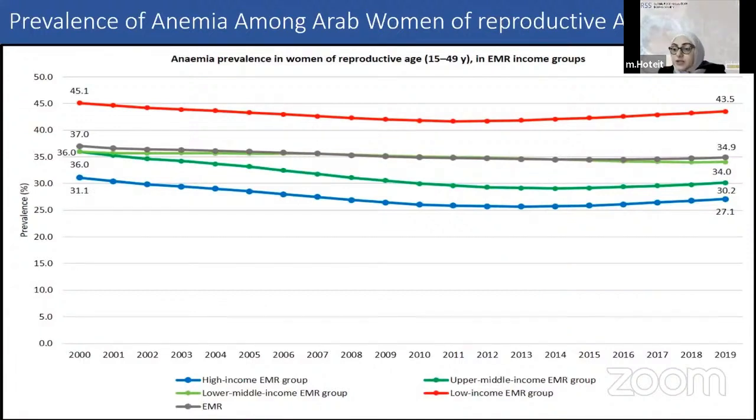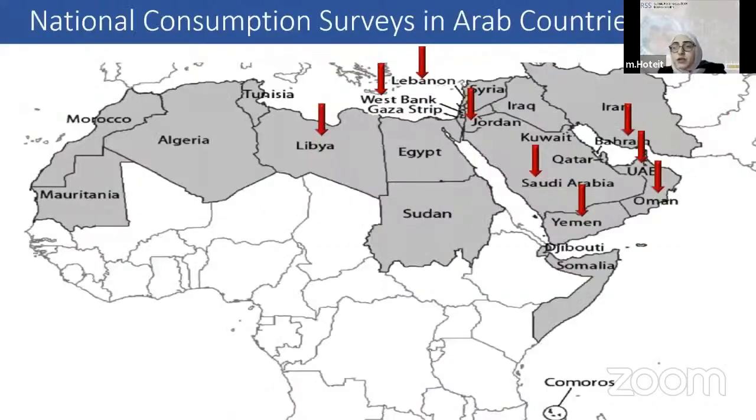That's why it's very important to explore the real food consumption of the Arab population to investigate their adherence to the international guidelines. Concerning food consumption data in the region, after skimming the literature, we found that 96% of the Arab countries have no updated food consumption data. All the countries on the map conducted surveys, yes, but they are old, from 5 years or even 20 years ago.